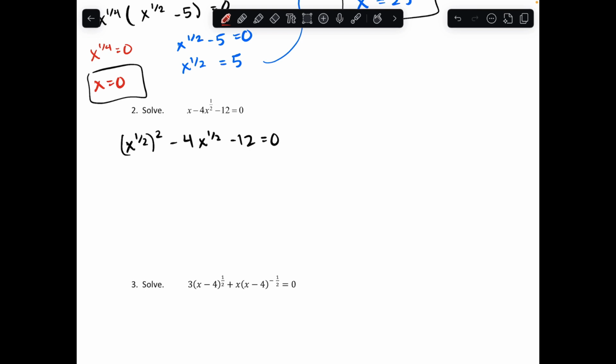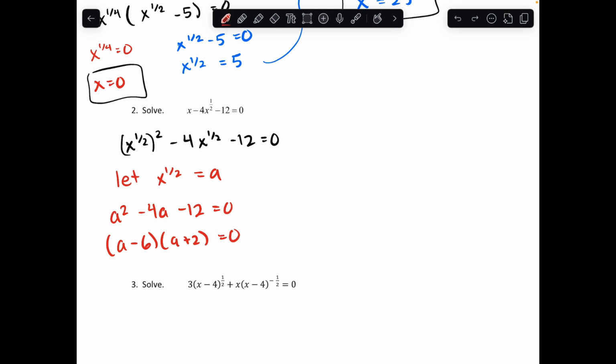Now, if you can see that this is a quadratic without having to do anything else, awesome. However, what I personally like to do is give these things a new name. So I'm going to let x to the 1/2 be equal to a. And so substituting that in, we're going to have a squared minus 4 times a minus 12 is equal to 0. Now it's a little bit easier to see that this is a quadratic. We have a squared term, we have a first power term, and we have a constant. So we can go ahead and factor this. We have a minus 6, and then a plus 2 is going to be equal to 0.